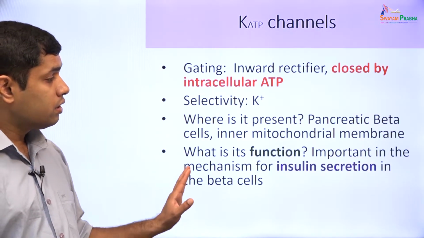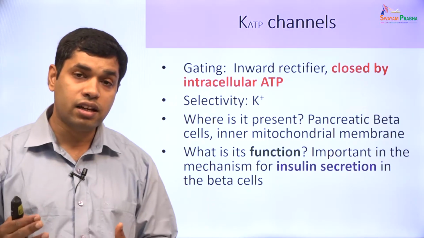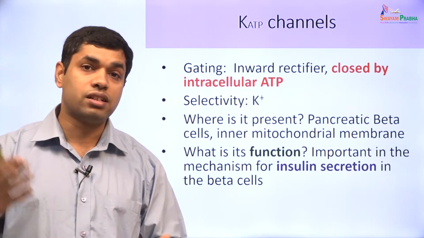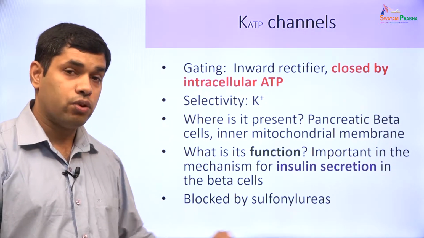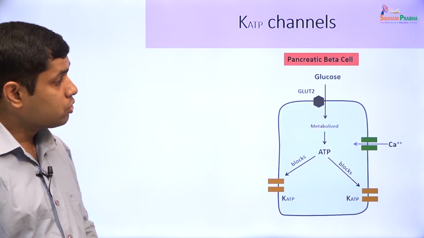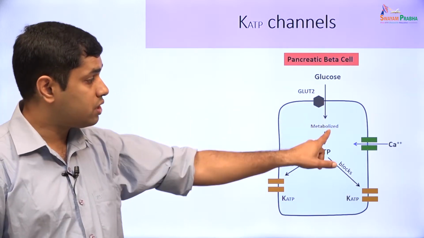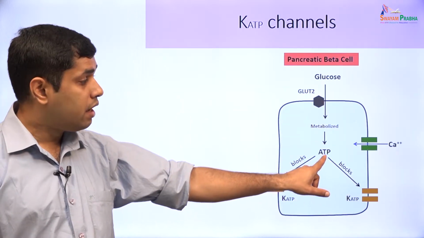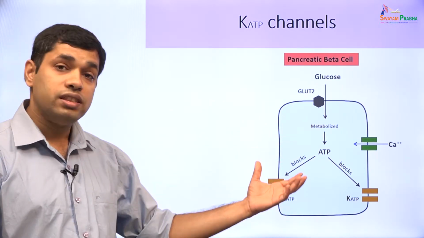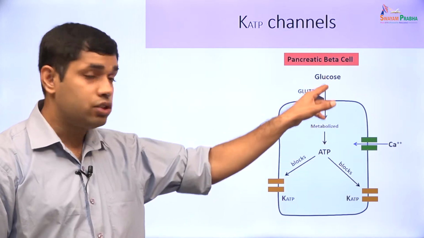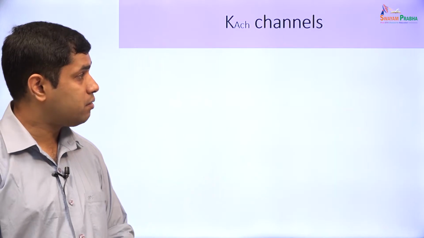What is its function? This channel is important for insulin secretion in the beta cell, and it helps link beta cell secretion to external glucose. Common drugs, sulfonylureas, which are used for diabetes, block these channels. So when we come to insulin secretion, you will realize that glucose passes into the cell, is metabolized to form ATP, and ATP then blocks the K-ATP channel, and this is how secretion in the beta cell is actually linked to glucose. So this is the K-ATP channel in the pancreatic beta cell.